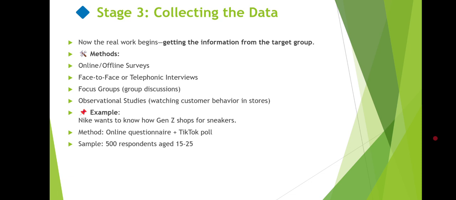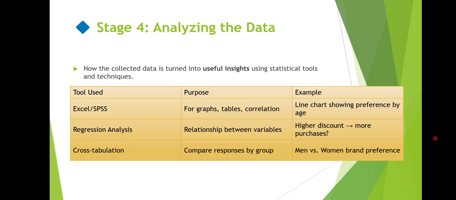Next, we have observational studies, watching customer behavior in stores. For example, Nike wants to know how Generation Z shops for sneakers, and these are the methods: an online questionnaire and a TikTok poll. And in the case of the sample, they take 500 respondents who belong to a particular age group. They took 15 to 25.